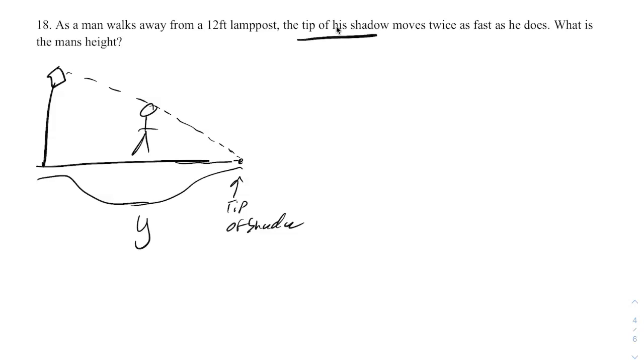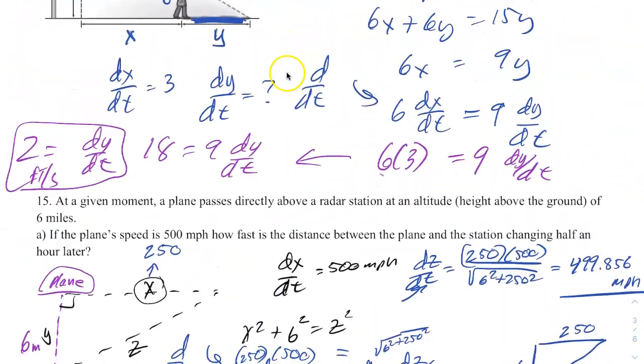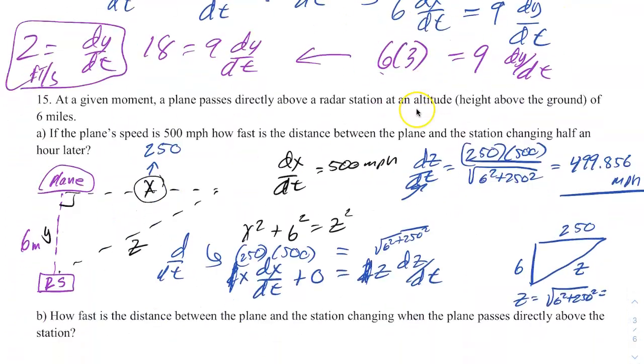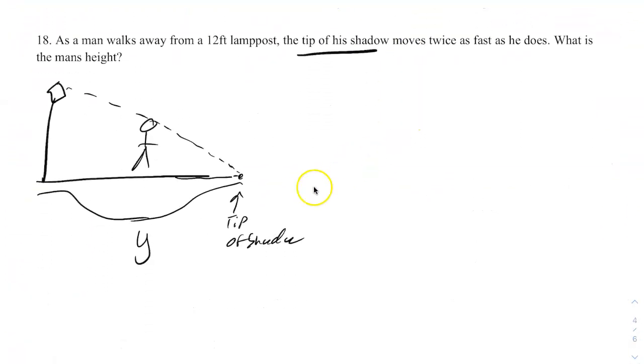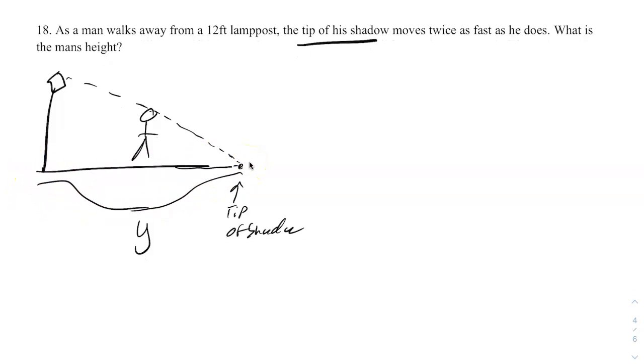So it's a little bit that's changed from the last one. The last one we did, we wanted to find the rate at which his shadow was changing. There's a difference between his shadow and the tip of his shadow. Tip of his shadow implies they want the whole thing, like how far all of this is changing. We do the whole line when it says tip of his shadow. So the tip of his shadow moves twice as fast as he does.